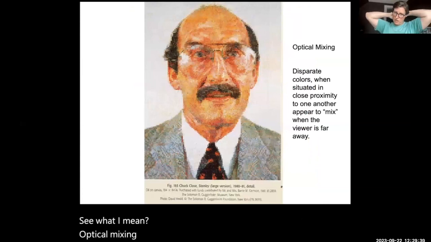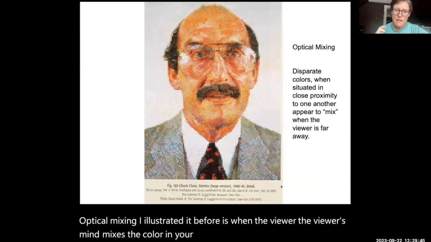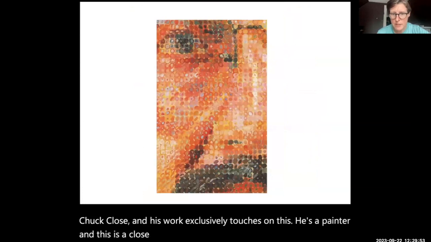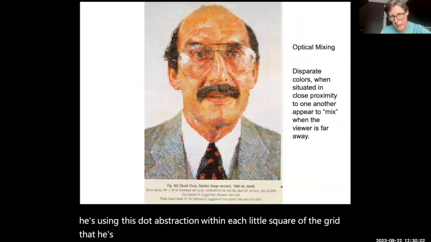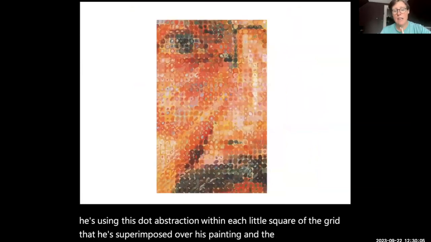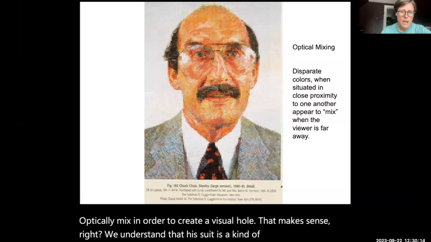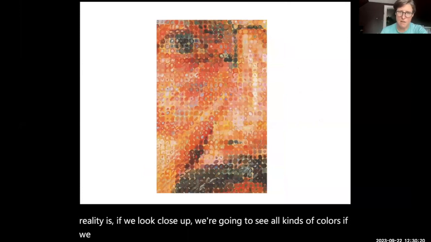Optical mixing, which I illustrated before, is when the viewer's mind mixes the color in your brain. This is an artist named Chuck Close, and his work exclusively touches on this. He's a painter, and this is a close-up of one of his paintings, right? He's using this dot abstraction within each little square of the grid that he's superimposed over his painting. The eye and the mind optically mix in order to create a visual whole that makes sense. We understand that his suit is a kind of gray blue, but if we look close up, we're going to see all kinds of colors if we break it down.